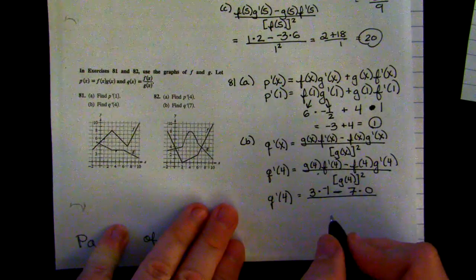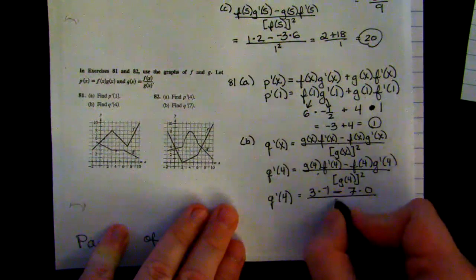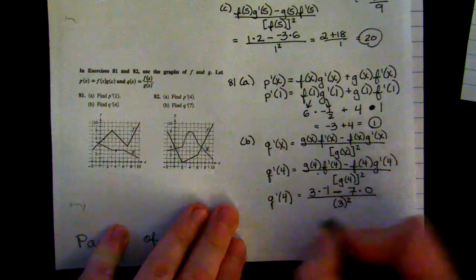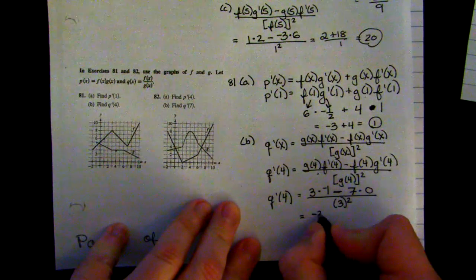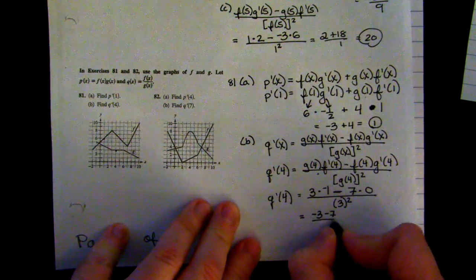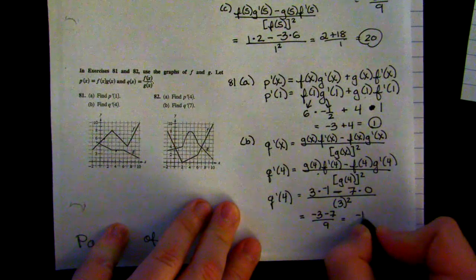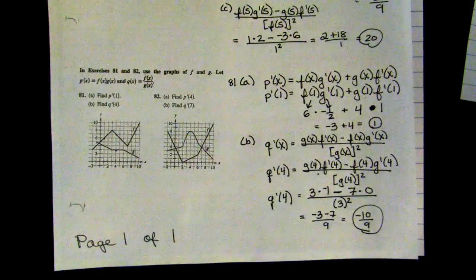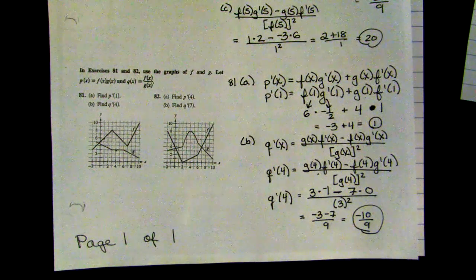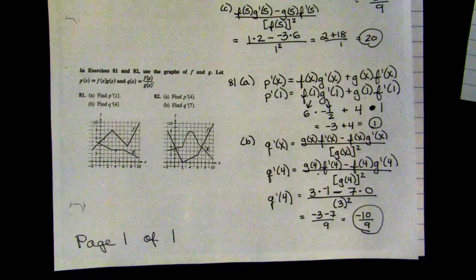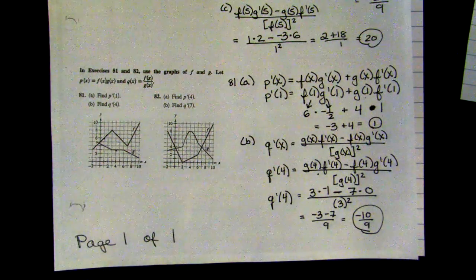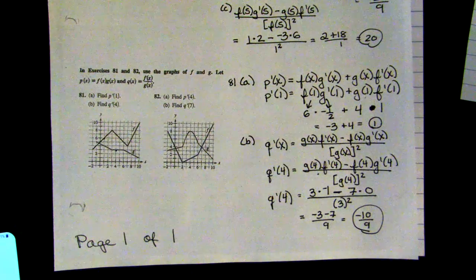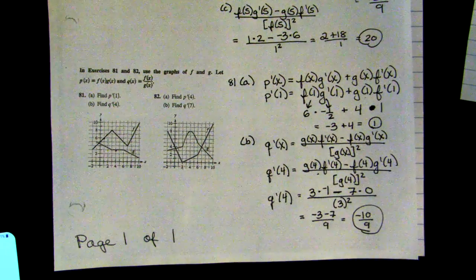Draw the line, square below. This is still over that g of 4 that I already got, over 3 squared. You're going to get negative 3 minus 7 over 9. You're going to get negative 10 ninths. I want you to try 82A, then we'll look at it, and B. Try 82A, and Edpuzzle's going to ask you for an answer.